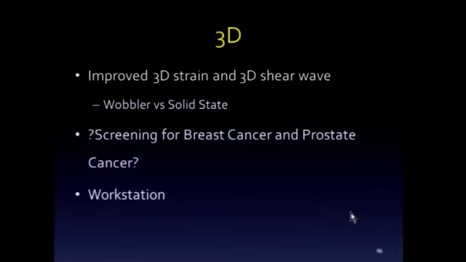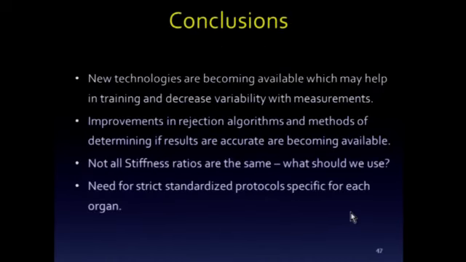As we get more and more information, do we need to have a workstation so that we can look at many of these other factors that the vendors are not presenting to us now, to give us a better idea of the quality of the work and which data points are more accurate? To conclude, new technologies are becoming available which may help in training and decrease the variability between measurements. Improvements in rejection algorithms and methods of determining if results are accurate are becoming available and will continue to grow, so that with time we should be getting more accurate and consistent results between labs and across the world.